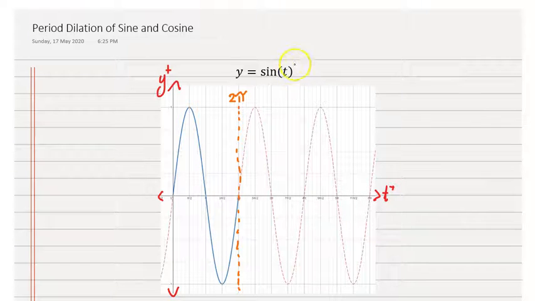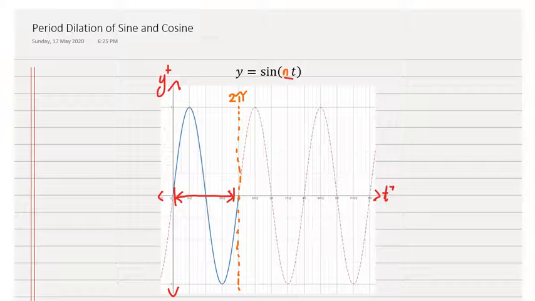So consider if I change this ever so slightly and I put in the value n in here. What we can do with this input is change the rate at which this pattern projects itself on the curve.